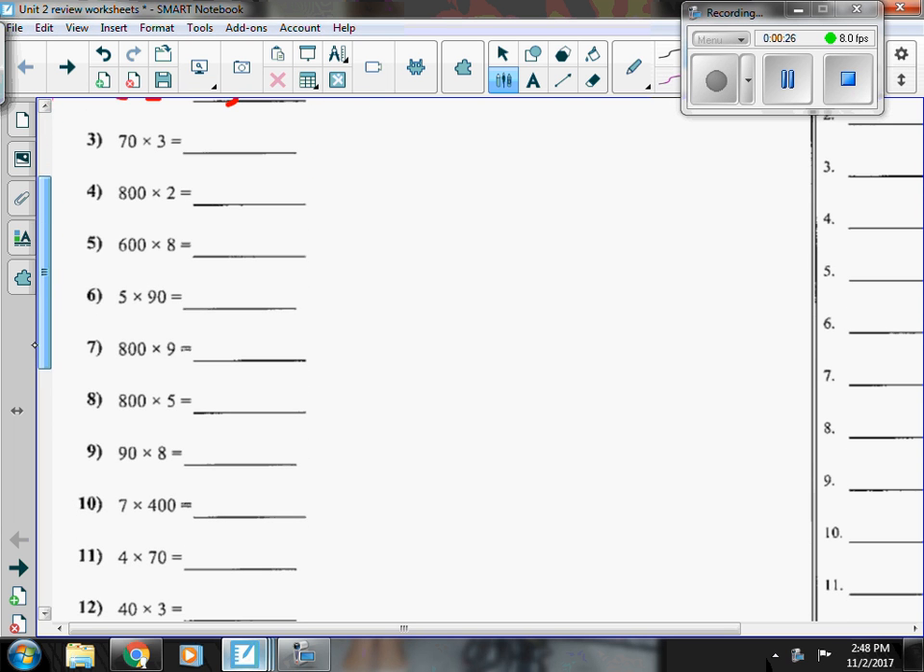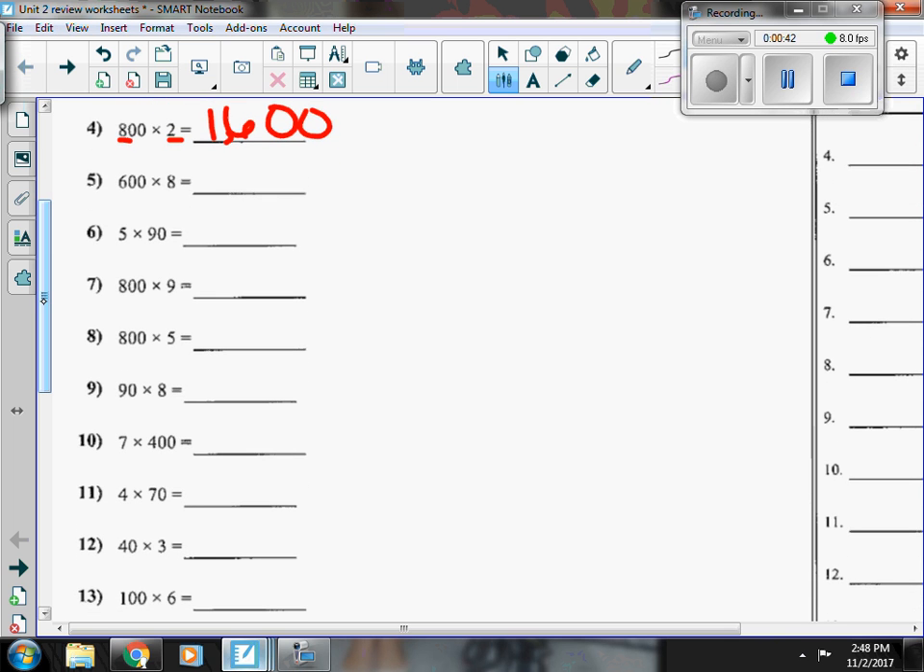Number three, 7 times 3 is 21, 10, so 210. Number four, 8 times 2 is 16, and then I add my 2 zeros on. Number five, 6 times 8 is 48, and then I have 2 zeros.